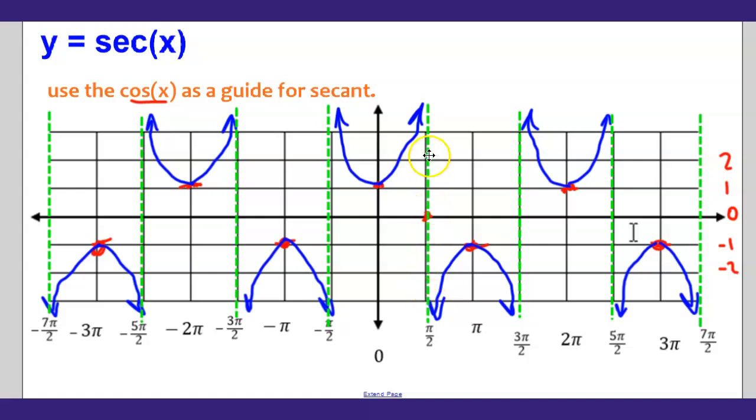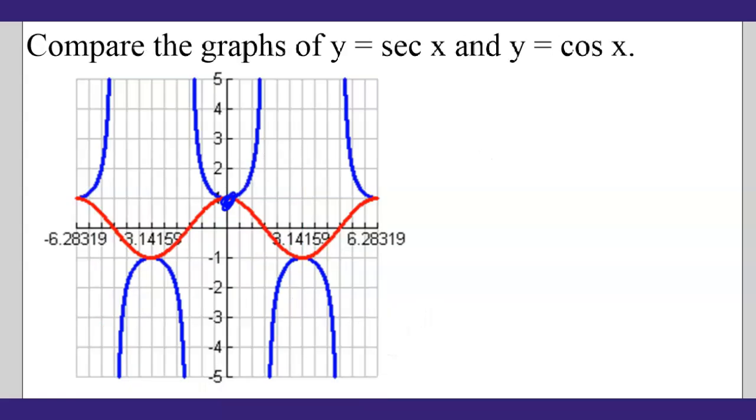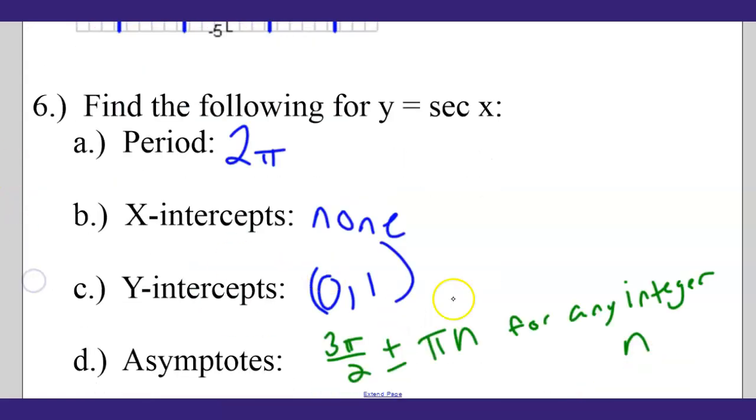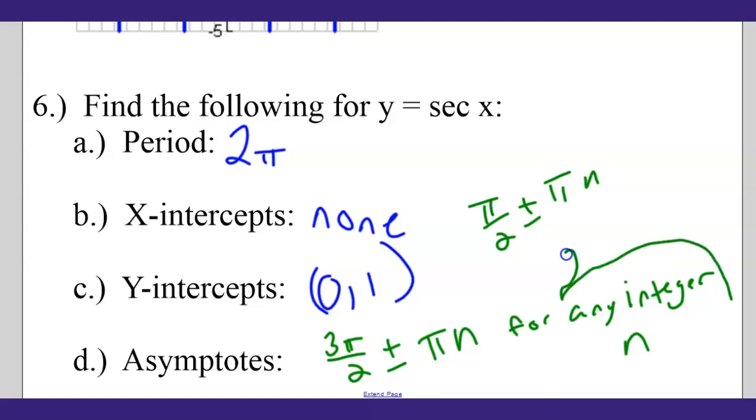Because this is the first one after the axis, that's why it should be pi over 2. But 3 pi over 2 still works. Minus pi is still one of the asymptotes, so we're fine. So we're good right there. Or you can say pi over 2 plus or minus pi n for any integer n. You can still say that as well. So you say either one. It works.